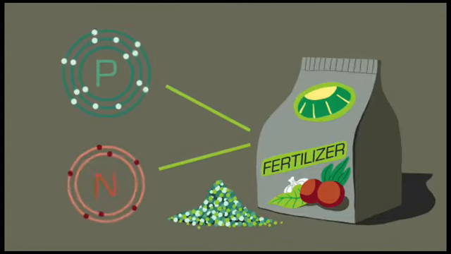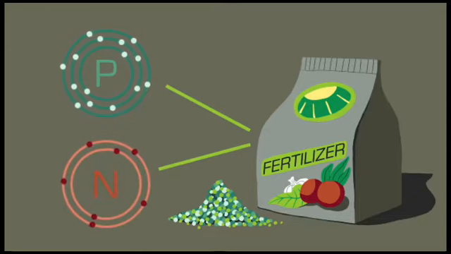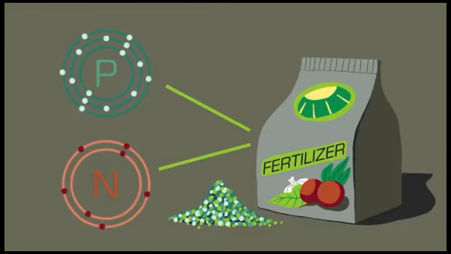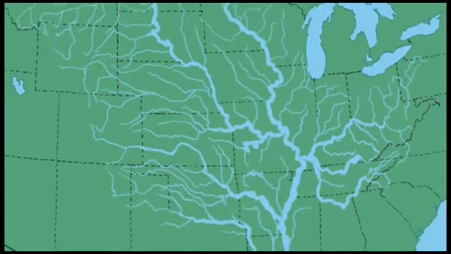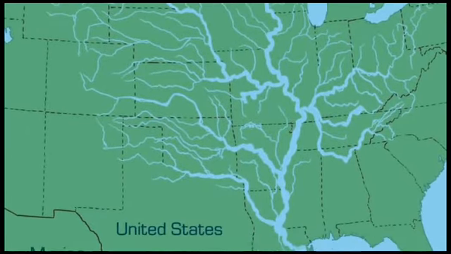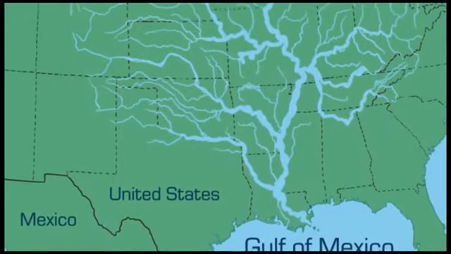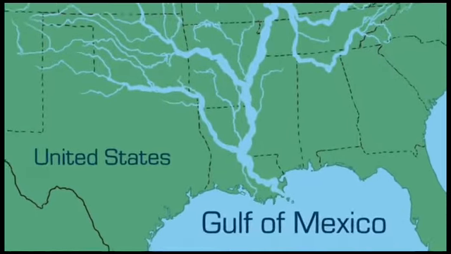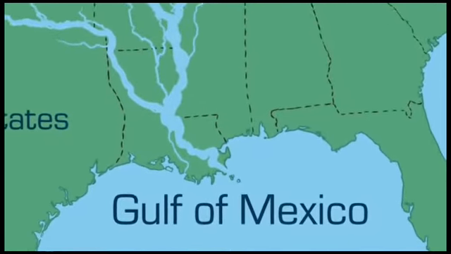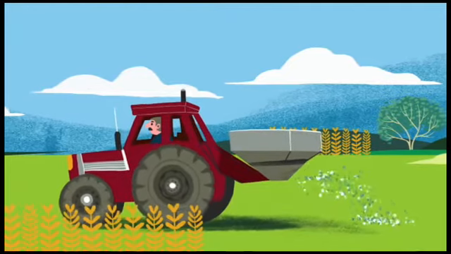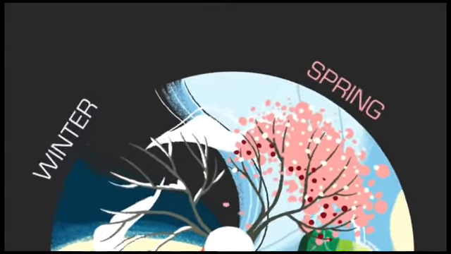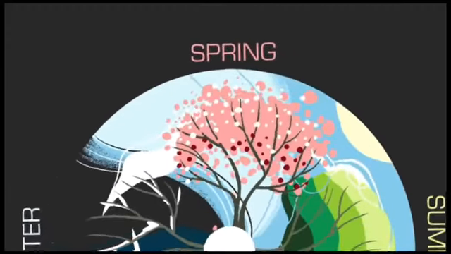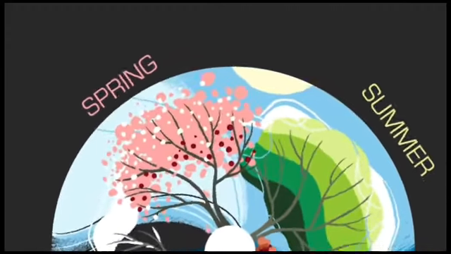American agriculture relies heavily on nitrogen and phosphate-based fertilizers. 31 states, including America's top agricultural producers, are connected to the Mississippi River Basin, and all of their runoff drains into the Gulf of Mexico. Farmers apply most of this fertilizer during the spring planting season, so the nutrient flood occurs shortly after.